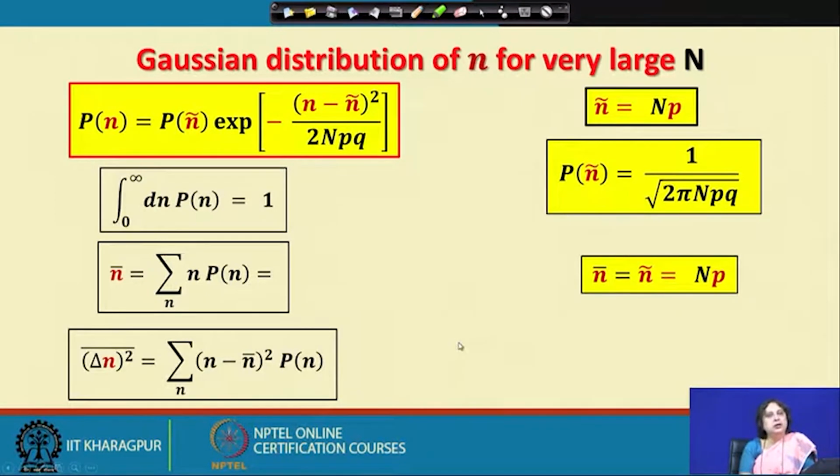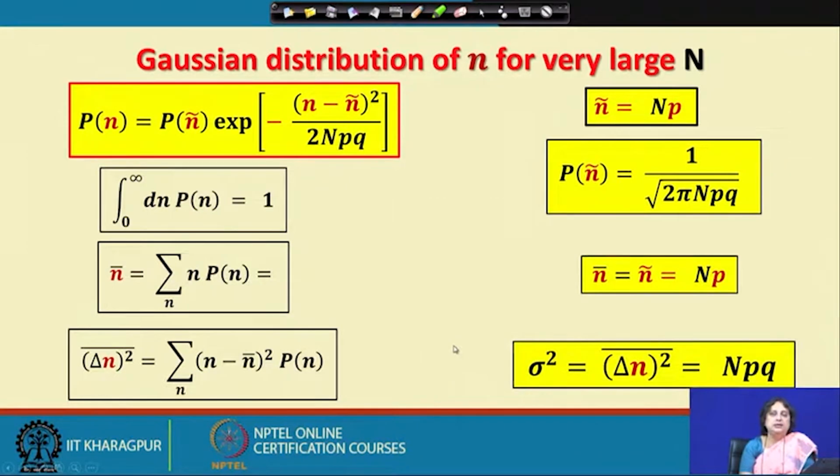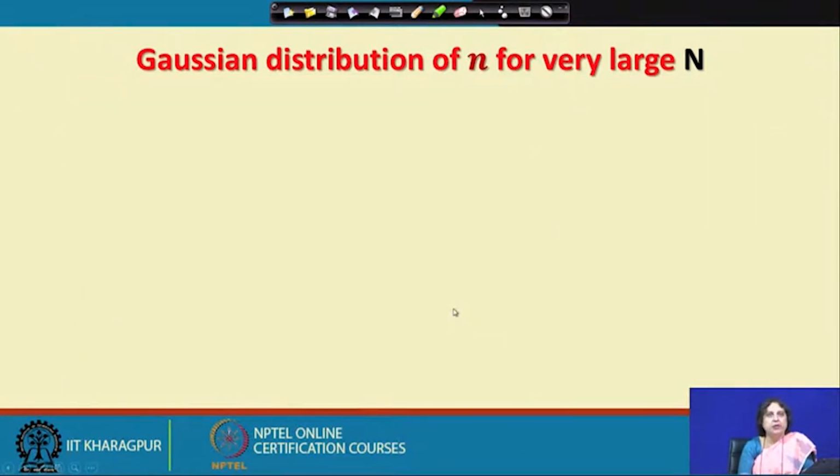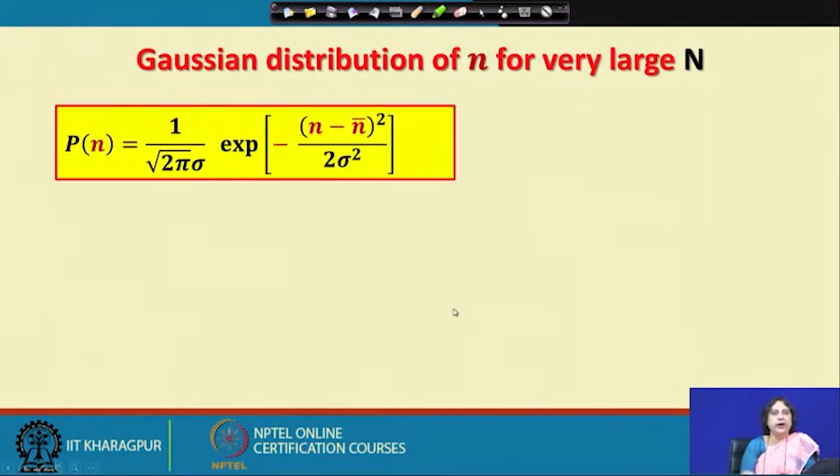Similarly, one can do a little bit of mathematics and find the standard deviation in this particular system. If sigma is the root mean square deviation, then sigma square is the mean square deviation, and it can be very easily shown that this is related to capital N, P and Q. So, what is it that we have learned from here? We have learned the following fact.